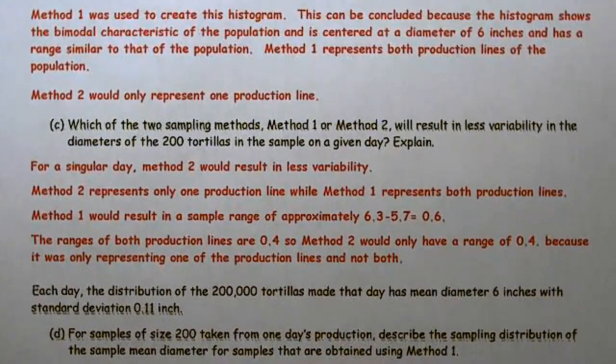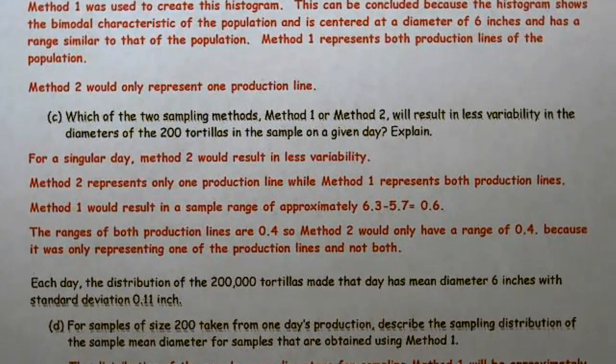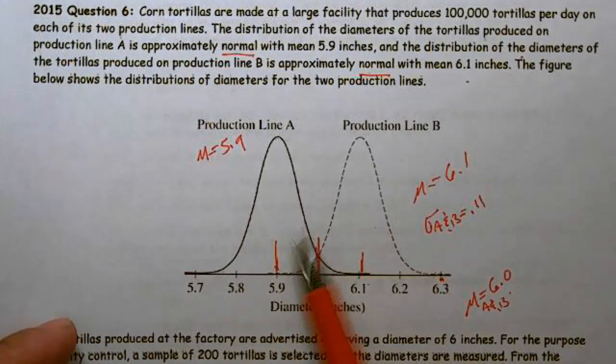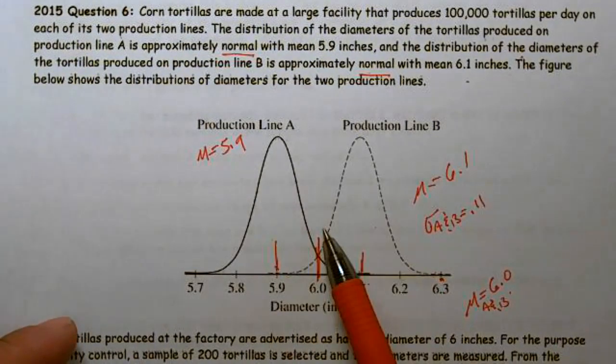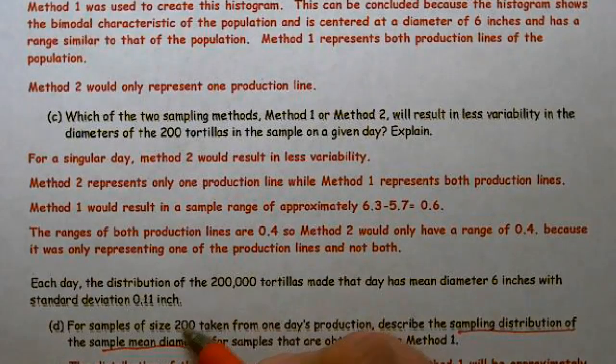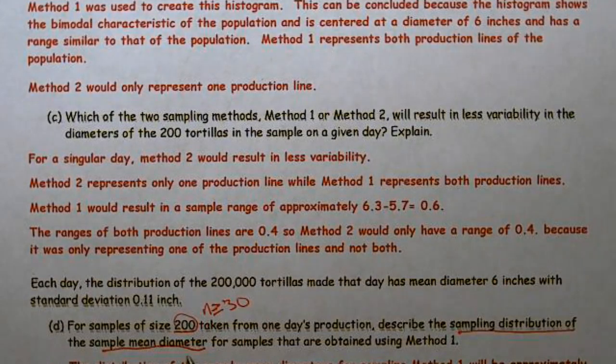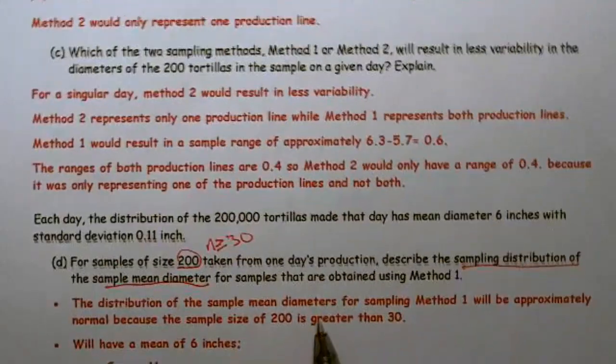For samples of size 200 taken from one day's production, describe the sampling distribution of the sample mean diameter. All right, so they asked for the sample mean, so we need to know if the central limit theorem applies. Well, we actually have a bimodal distribution, so that's kind of an issue. The underlying distribution is bimodal. It's not normal. However, the sample size is 200, so n is greater than or equal to 30. So the distribution of the sample means is normal by the central limit theorem.